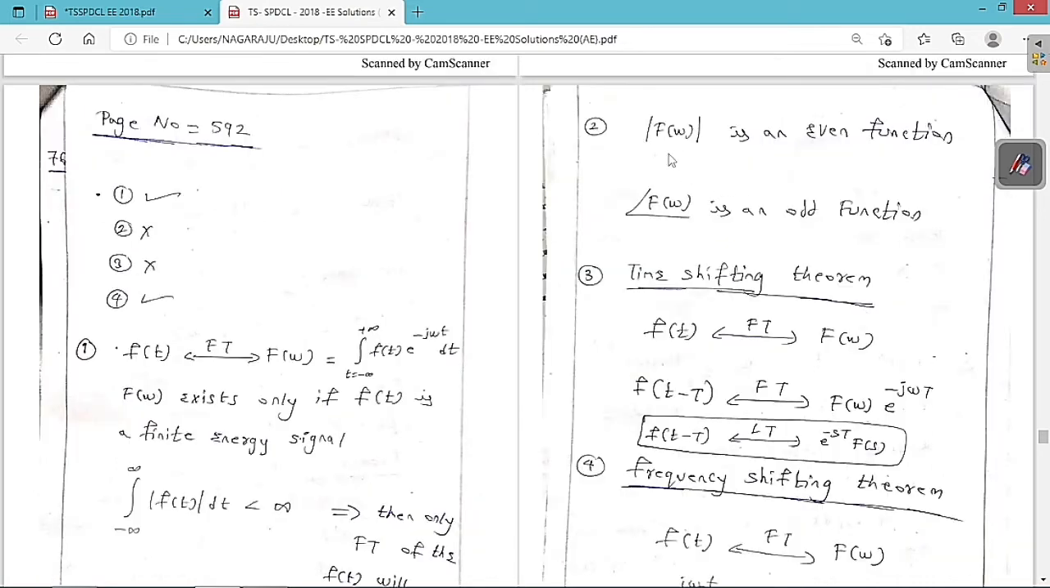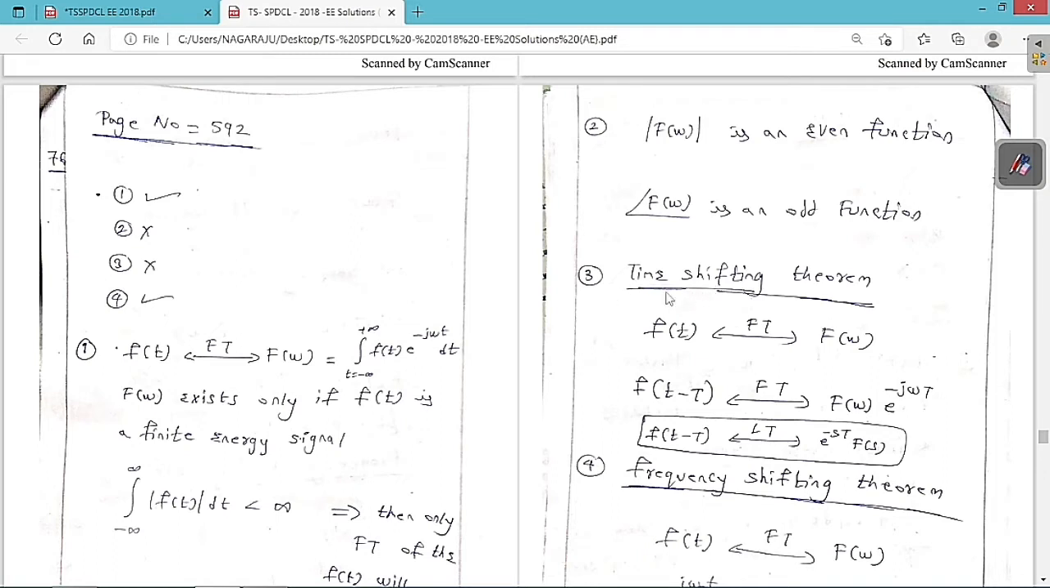As I already told you, the magnitude of F(omega) is always an even function, whereas the phase angle of F(omega) is always an odd function. So the magnitude of F(omega) is always an even function, whereas the phase angle of F(omega) is always an odd function.